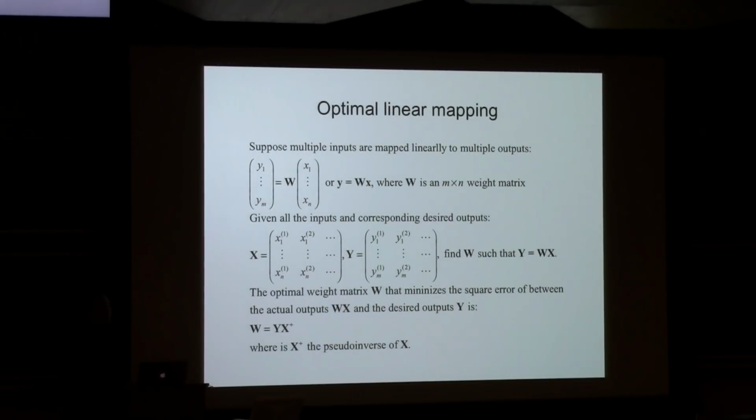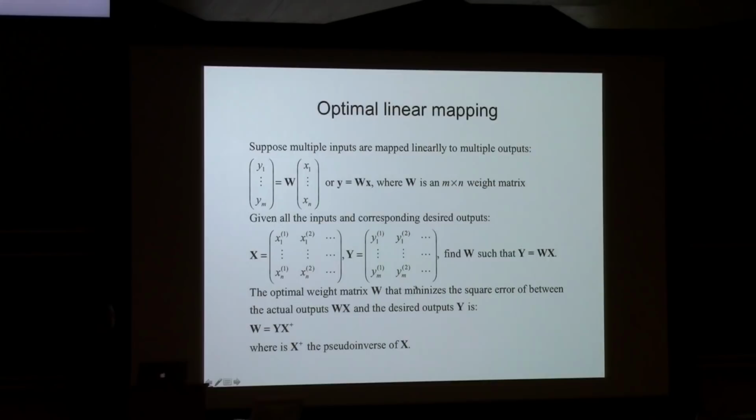So this is the same as the perceptron, right? You still have multiple single outputs, put them together. Now I want to have a bunch of inputs, where each input is used as a column vector here. It's the first input, the second input. I want the first input to be mapped to the first desired output, and the second input to map to the second desired output, and so on.